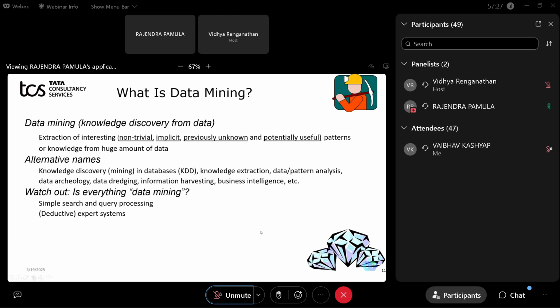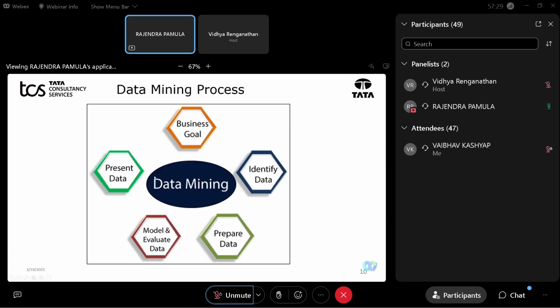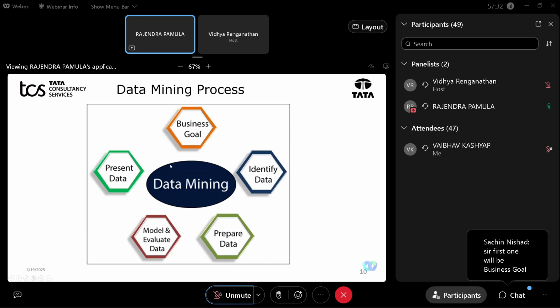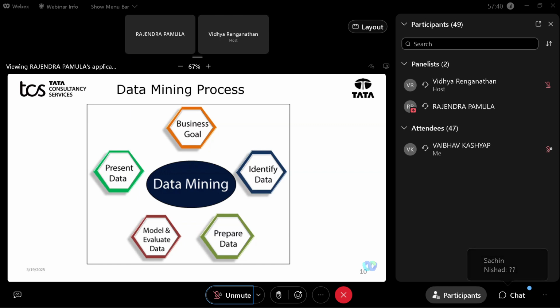No, first one will not come as an orange model, because this is the final model which we are going to give to the customer. The first one will be business model, identifying data and present the data; we can take it both ways. First one is the thought process. Last one is the business goal which we are going to give.